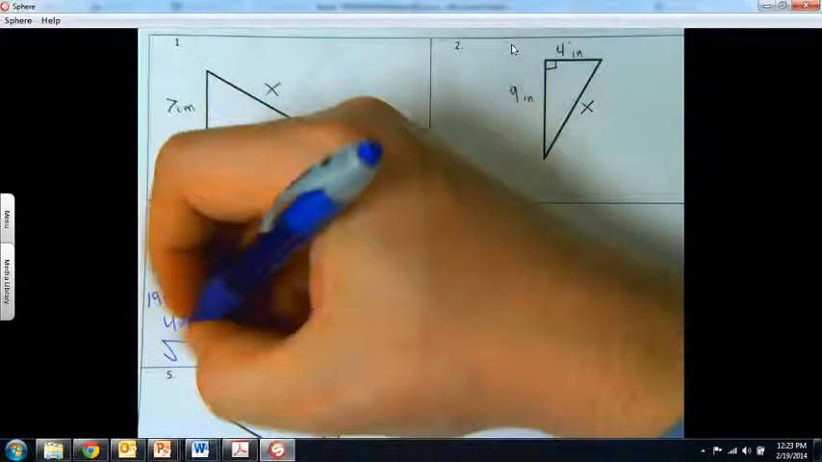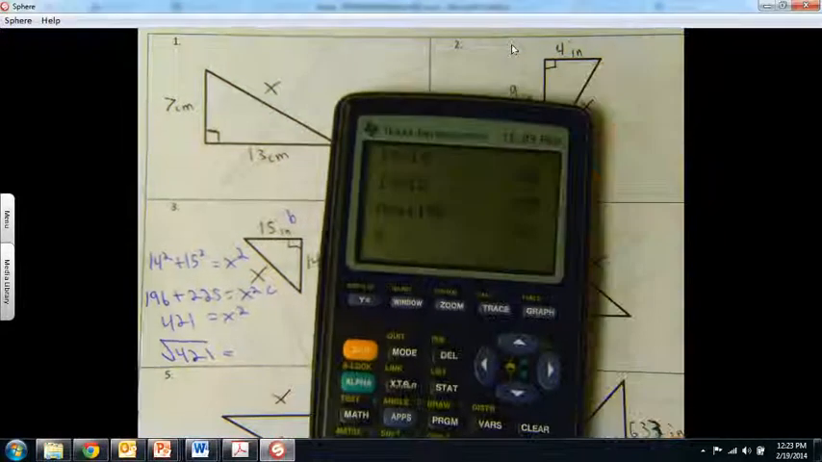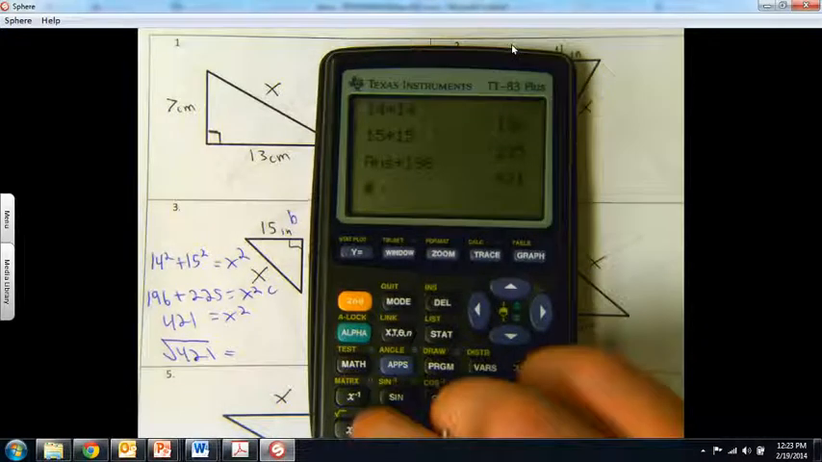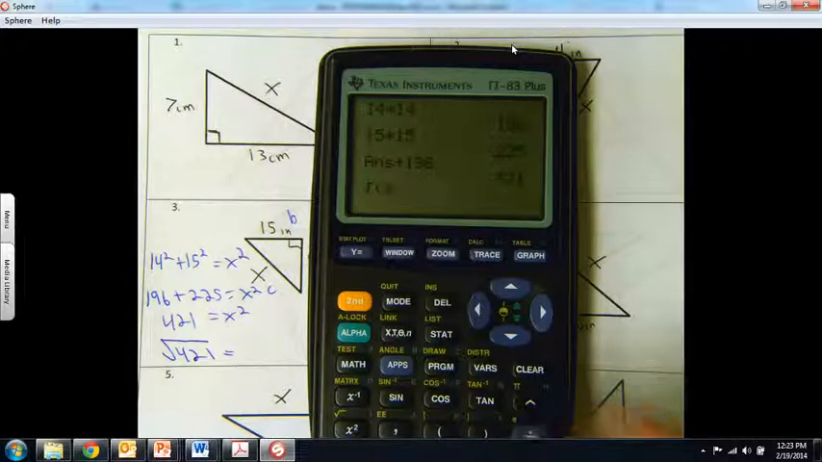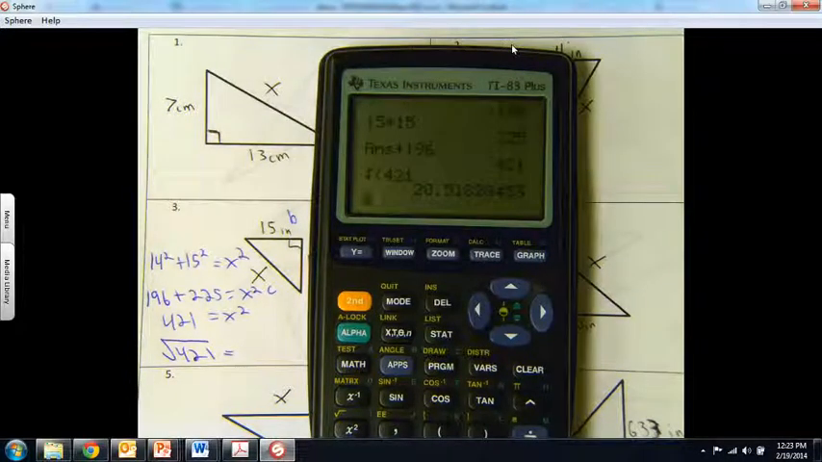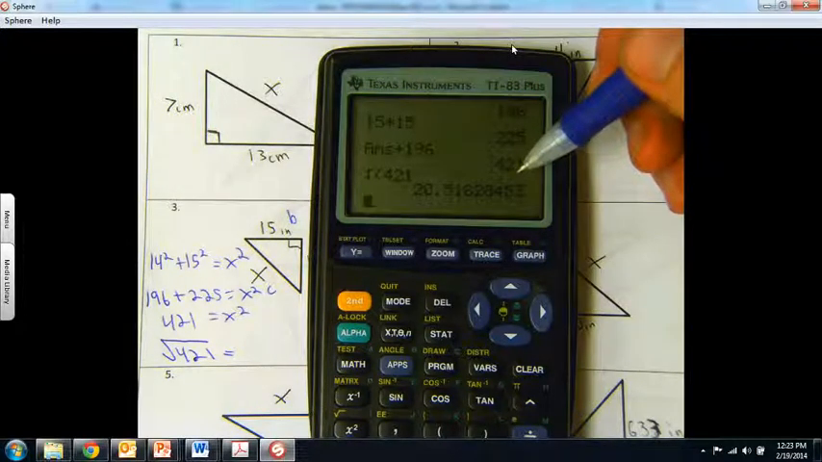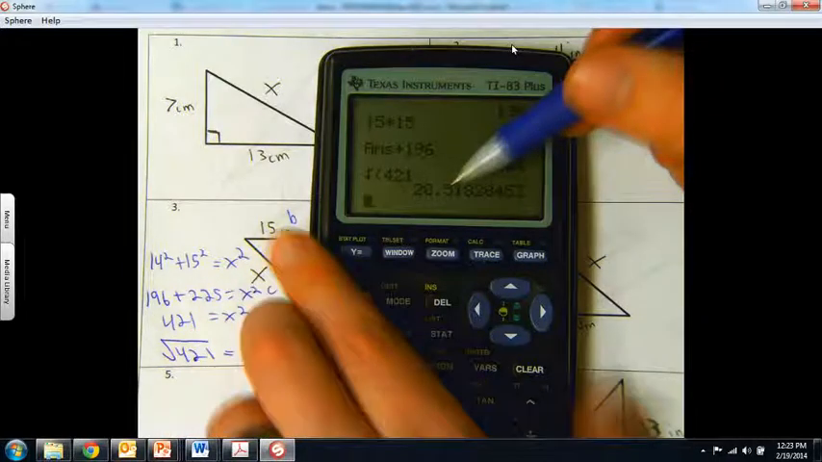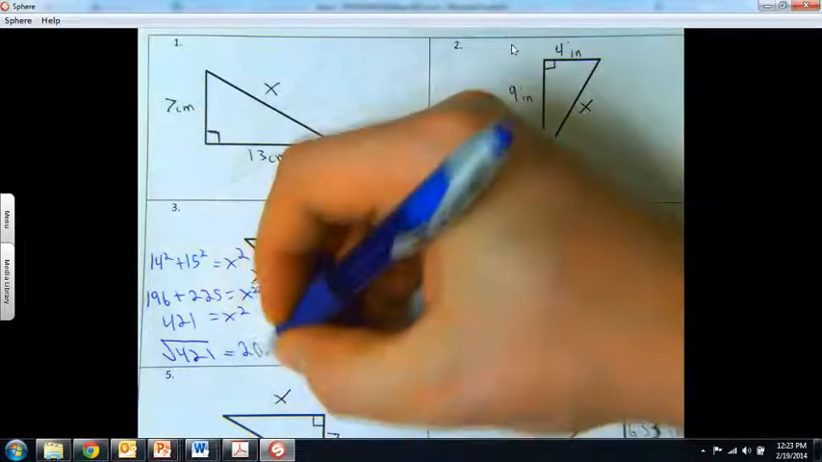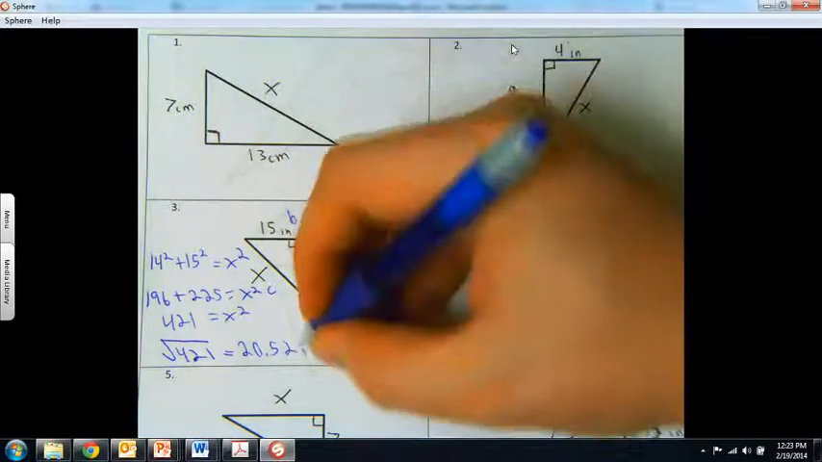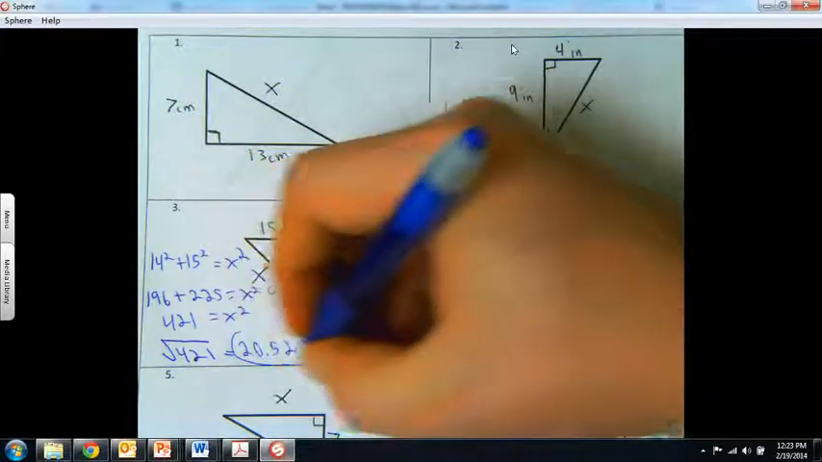Now, final step, to get rid of the squared, I do square root 421. Now on the calculator, that shows up with just that symbol. So on the graphing calculator, it's down here in yellow, which means we're going to press second and then this button. 421, enter, and there's my answer. Now, it's going to be a decimal that goes on forever. Not all of them will be, but very often they will. We're going to round it to 20.52. And our units in this case are inches. So 20.52 inches. And that is our missing side length.